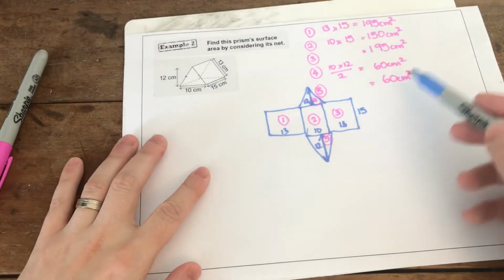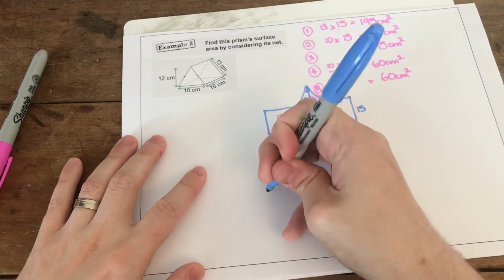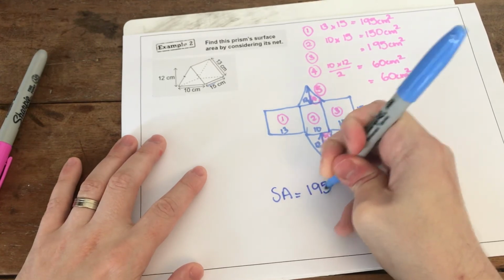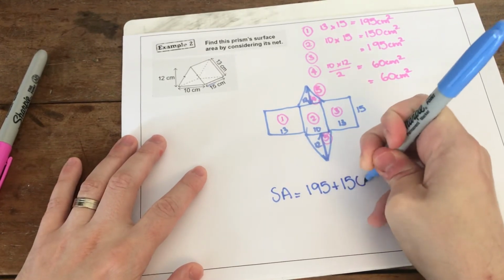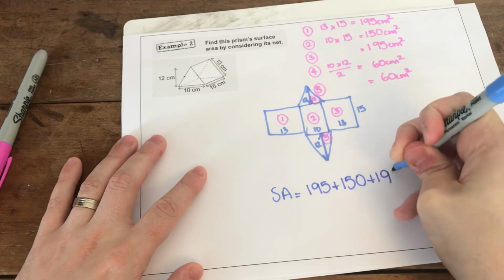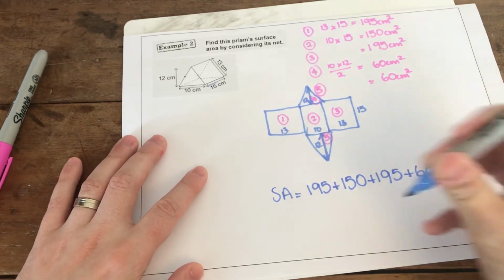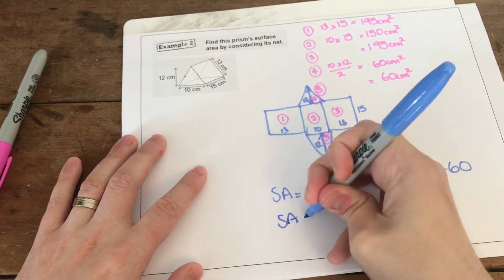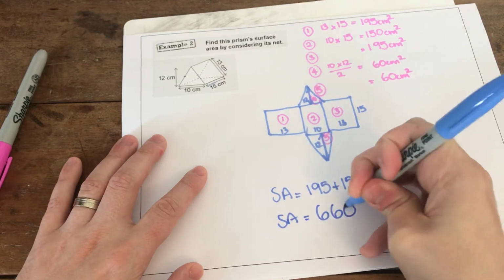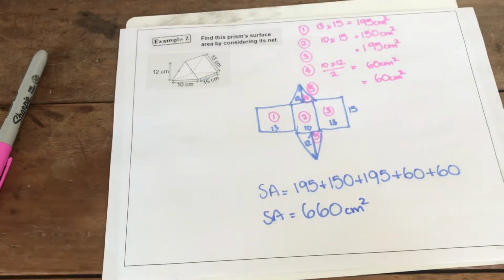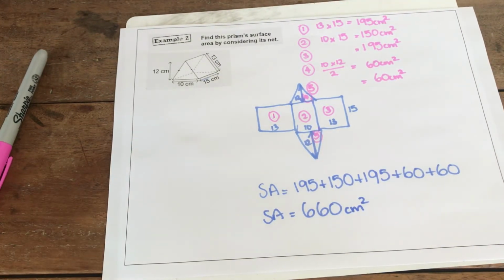Now I haven't actually finished this off yet. To finish this off, to find the surface area, I have to add together all 5 of my areas. And if I add all of those together, they give me 660 centimeters squared.